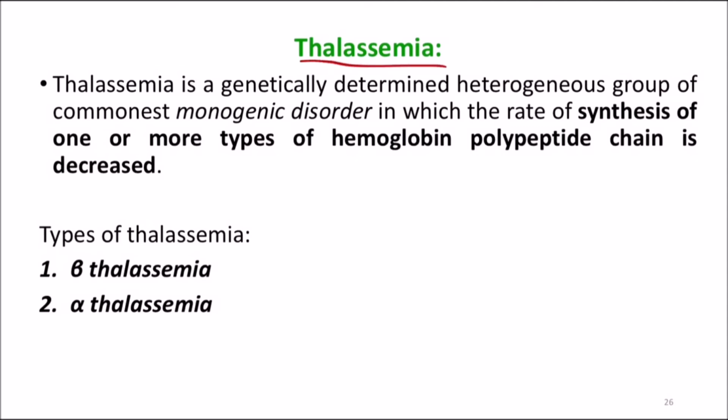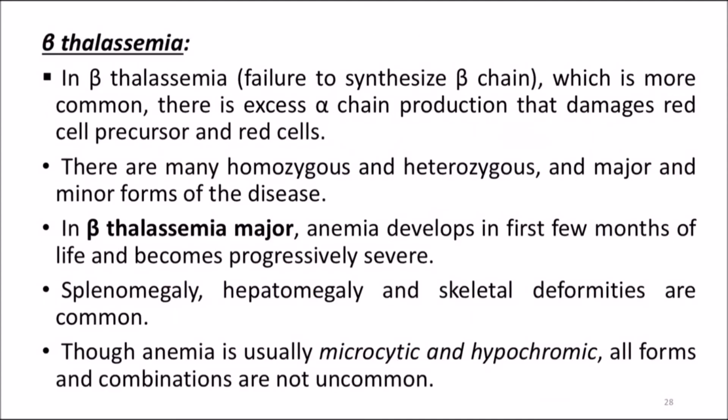Thalassemia is a genetically determined heterogeneous group of commonest monogenic disorder in which the rate of synthesis of one or more types of hemoglobin polypeptide chain is decreased. It can be one polypeptide chain, or two types of hemoglobin polypeptide chain can be decreased here. So there are two types of thalassemia, mainly alpha thalassemia and beta thalassemia.